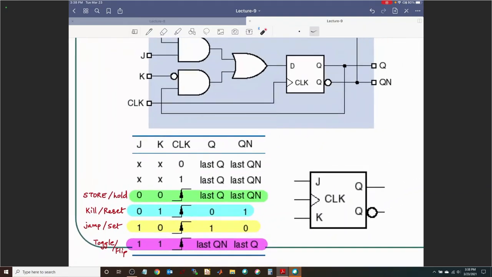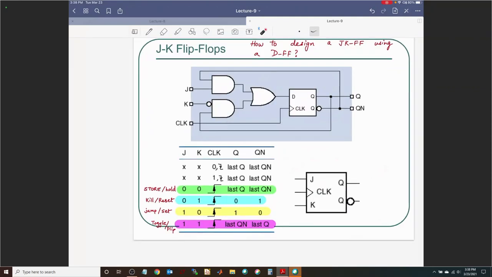And by the way, if the clock is 0 or 1 or negative edge triggered, then your outputs will always be in the stored state, because it's a flip-flop. It's only triggered by the positive edge. And the symbol for the JK flip-flop? Right here. JK positive edge, Q, Q complement.